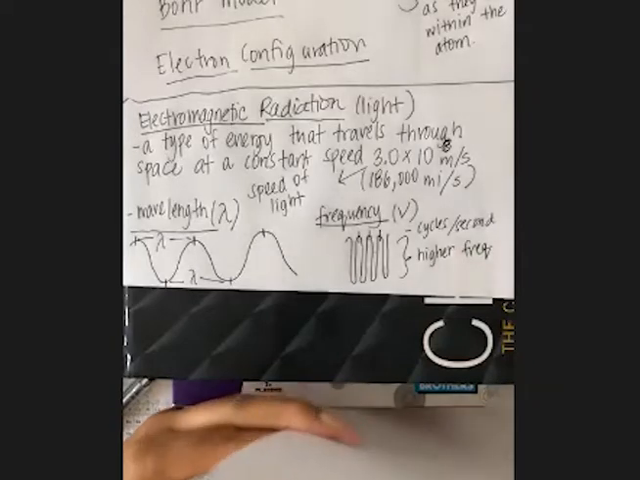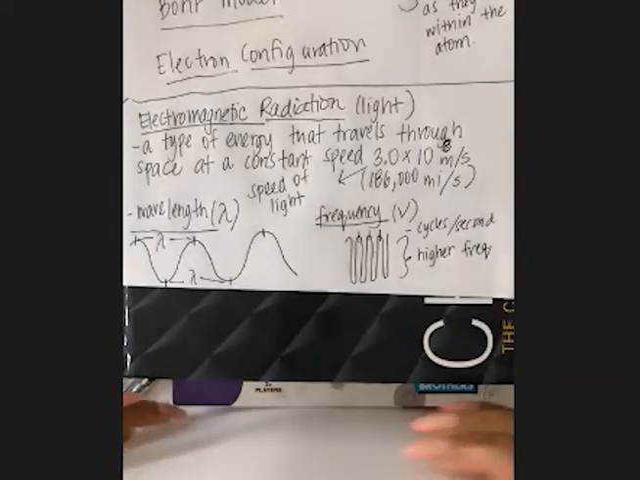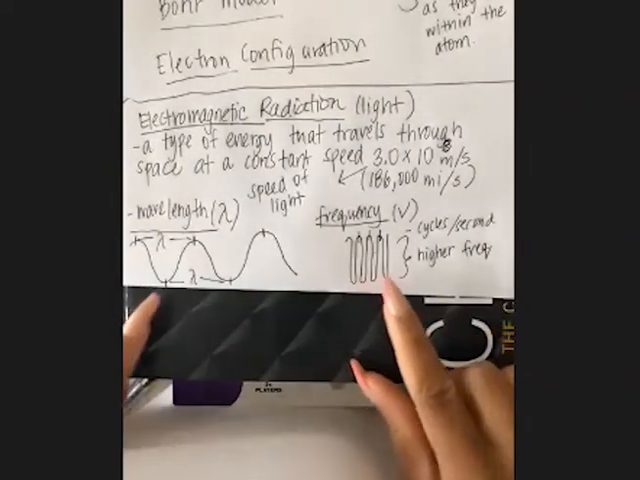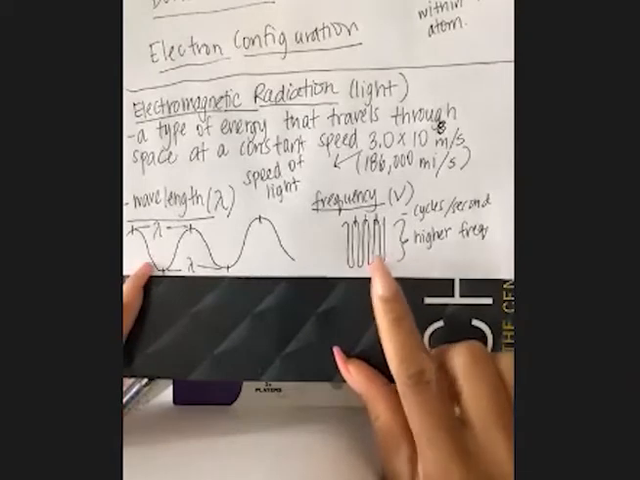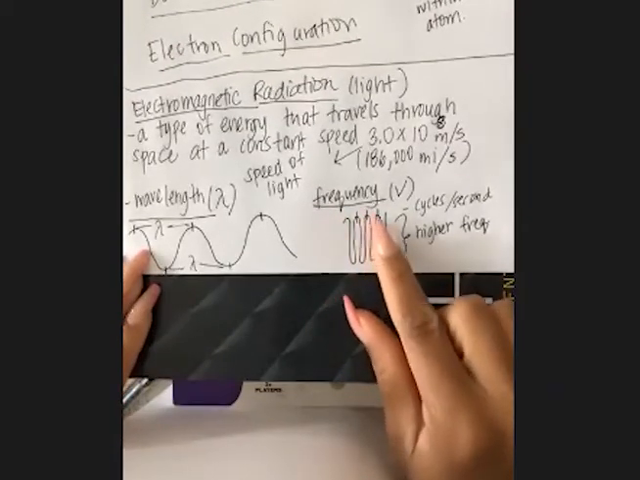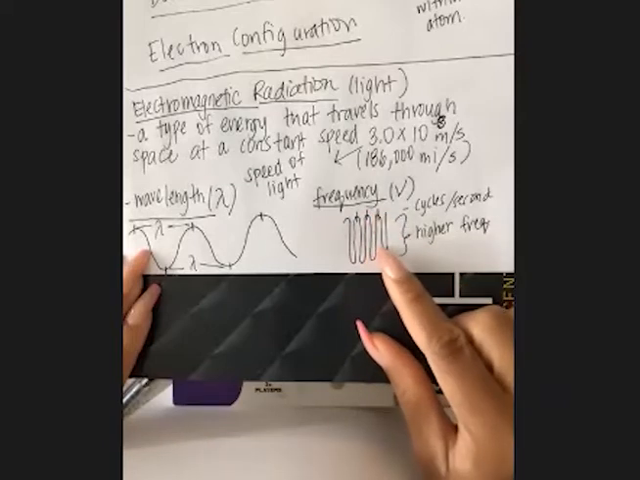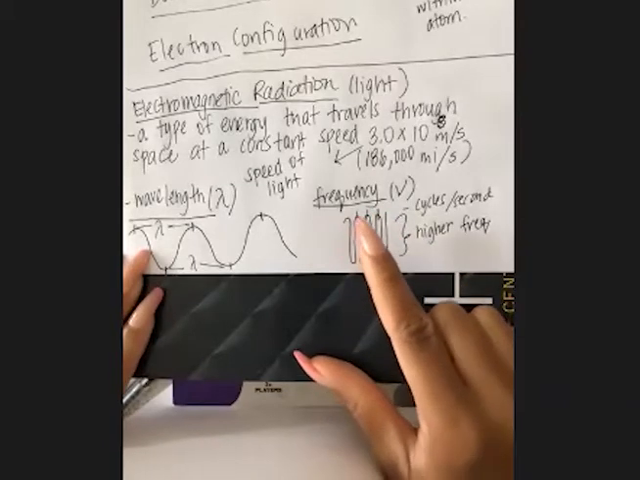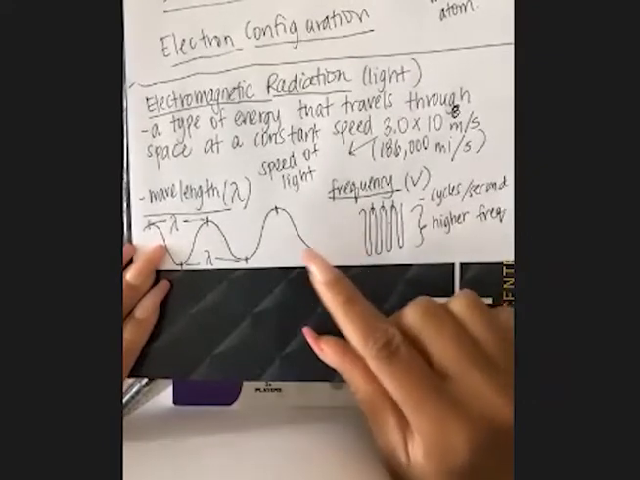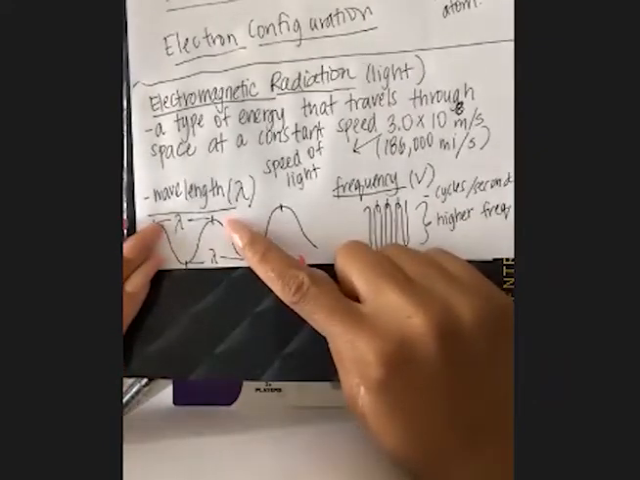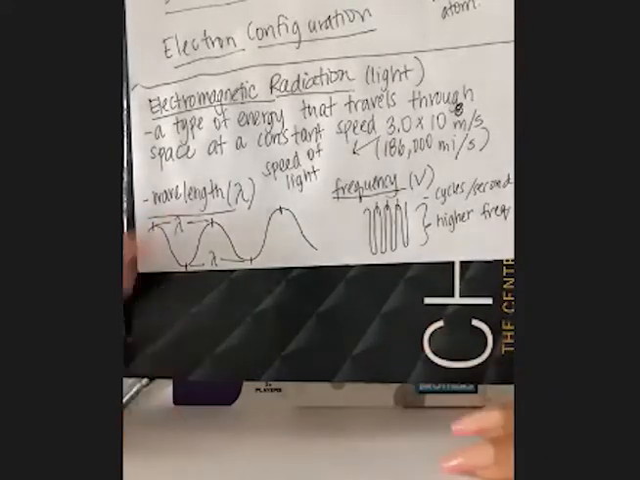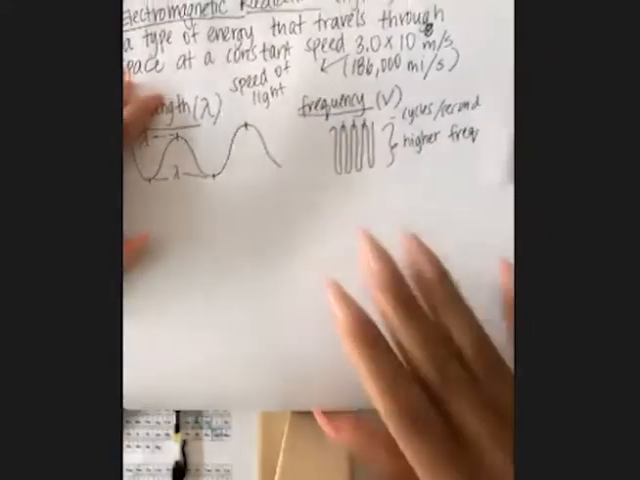So from these two pictures, we can see that frequency and wavelength are inversely related, meaning as the frequency increases, you see as the cycles increase, that means that the peaks are closer together, and that means that the wavelength, the distance between each peak, is shorter. So as one increases, the other one decreases. So I would say that they are inversely related.